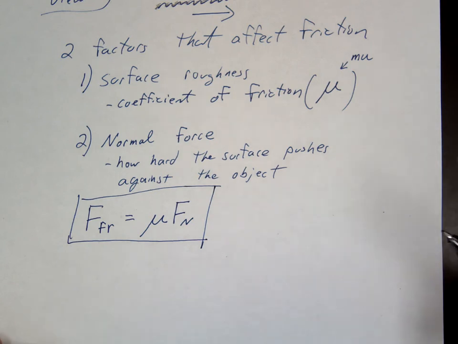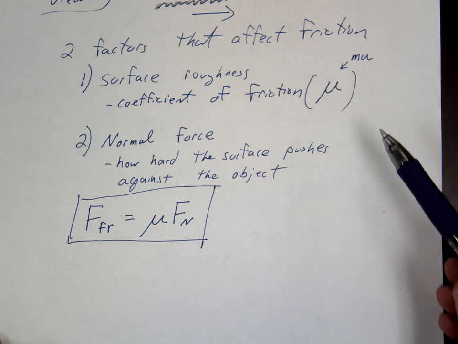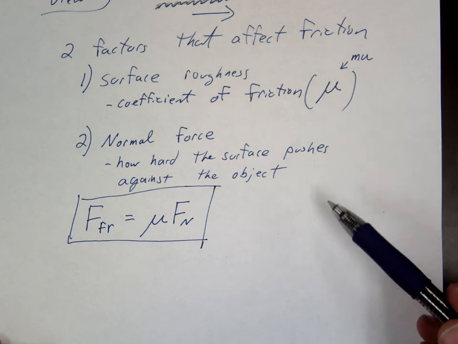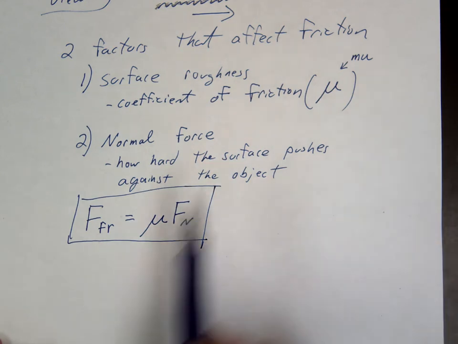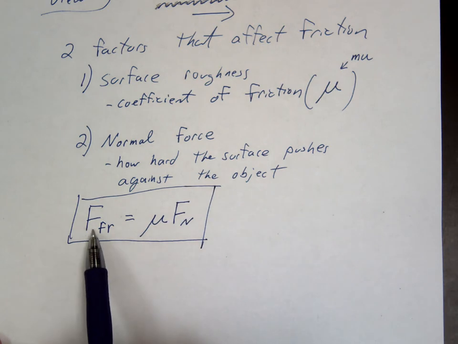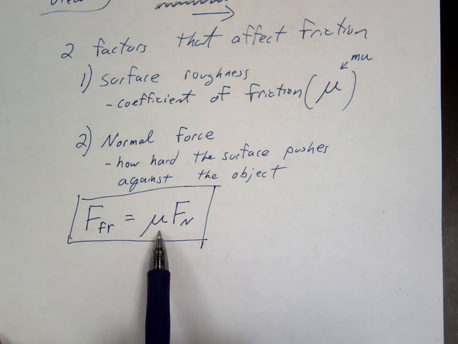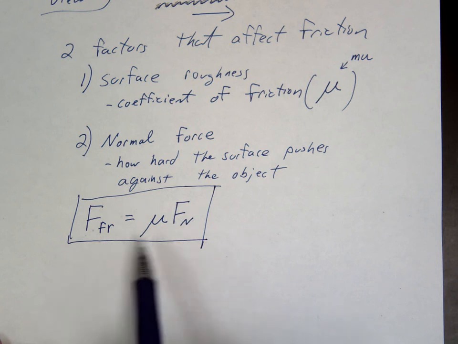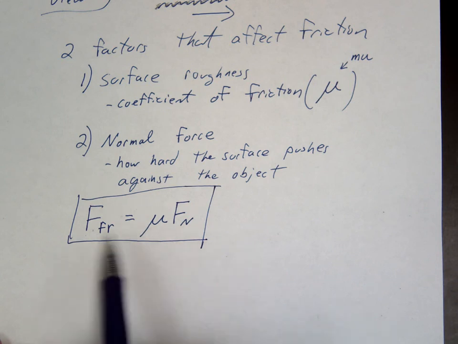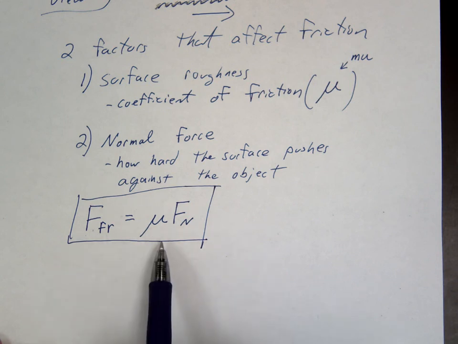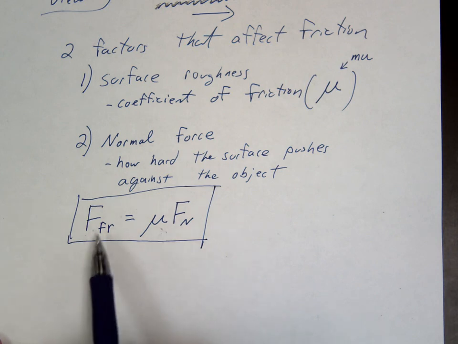Okay, that's it. That's friction. Any questions on the concept of this? Make sure you know the difference between the force of friction and the coefficient of friction. Questions will often ask for one or the other. They're not the same. Coefficient is how rough the surface is, a number. Force is the actual force from friction.